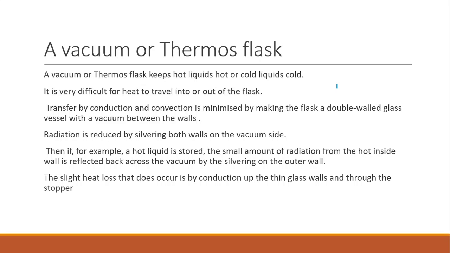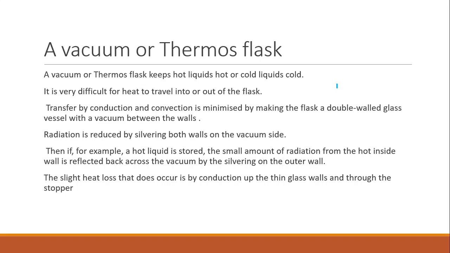So the transfer by conduction and convection is minimized by making the flask a double-walled glass vessel with a vacuum between the walls. We have already discussed that a vacuum prevents any kind of conduction or convection. So if we have a vacuum between two walls, there is a very high chance that the second wall is not going to conduct any heat at all, because there is no medium whatsoever to carry that heat.